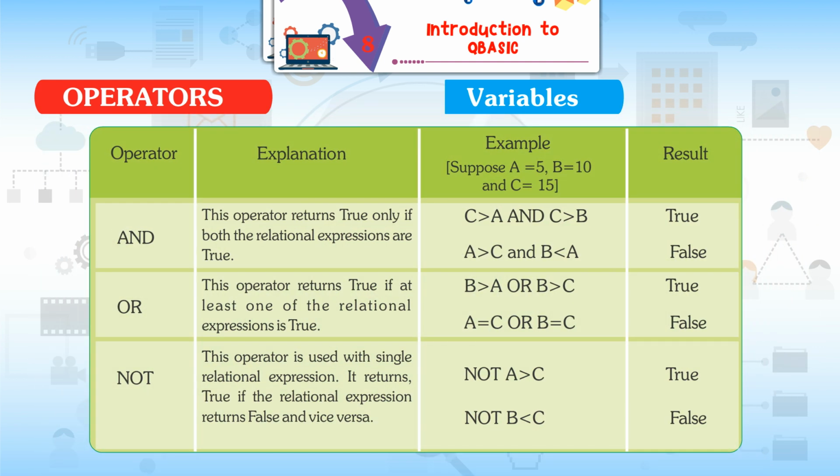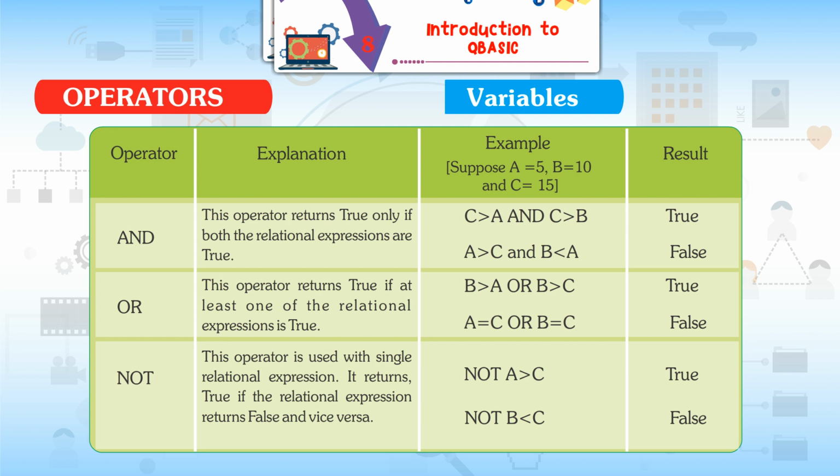Operator, explanation, example. Suppose A equals 5, B equals 10 and C equals 15. Result. AND. This operator returns true only if both the relational expressions are true. C greater than A and C greater than B, true. A greater than C and B less than A, false. OR. This operator returns true if at least one of the relational expressions is true. B greater than A or B greater than C, true. A equals C or B equals C, false.